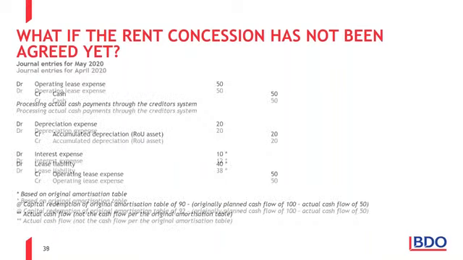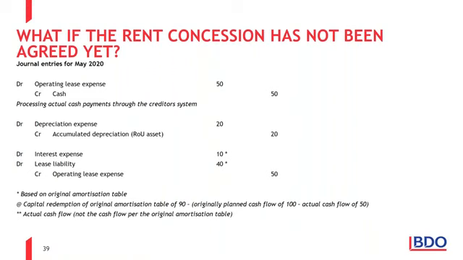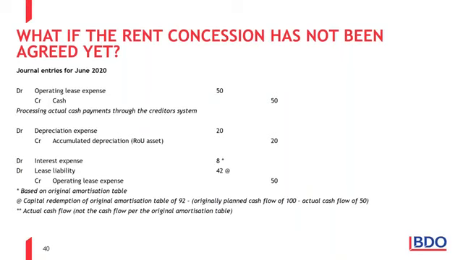And then if you go to May, I do a similar thing. So here I'm saying, listen, that operating lease expense is only 50, I've only paid 50. And my lease liability should be, yes, I had a redemption of 90 in the amortization table, but my cash flow was different, so I can only reduce my liability by 40. And in June, I'll do a similar thing and say, hang on, my original redemption was 92, but that's not what's happened because I haven't paid. I legally still owe them, so it should only be 42.